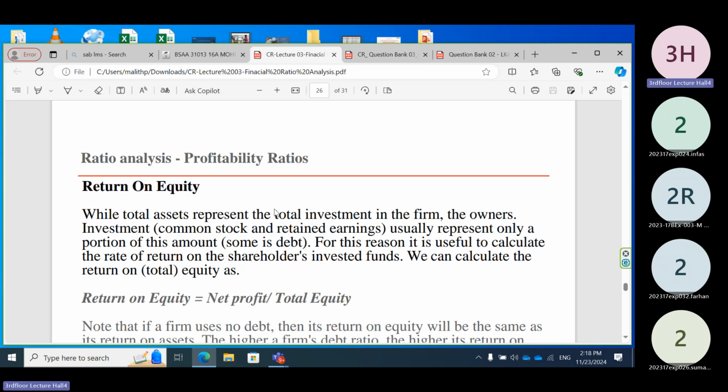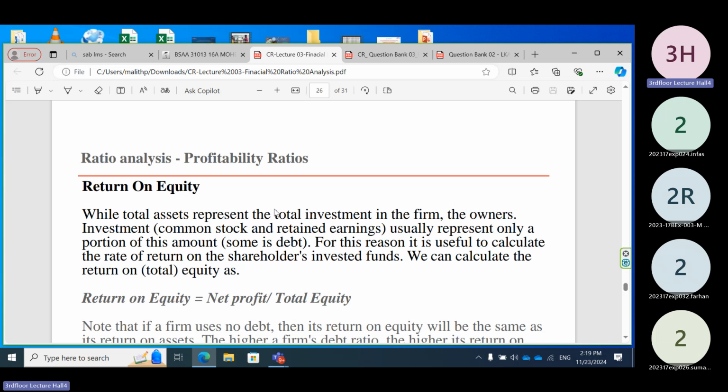Return on equity, ROE. What was the calculation? Net profit after tax divided by total equity. Total equity equals capital plus retained earnings. This is called return on equity.